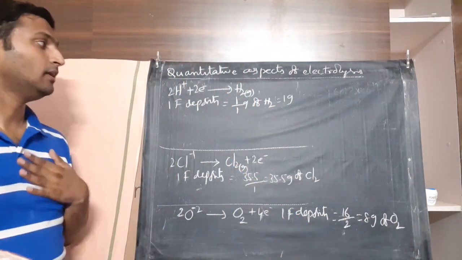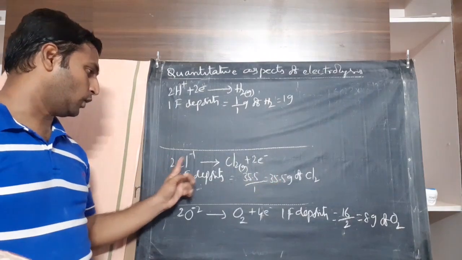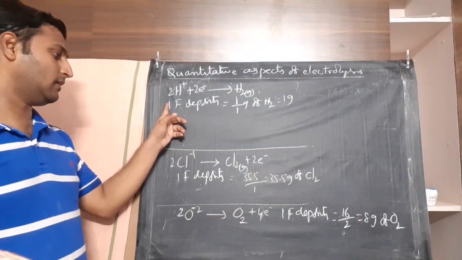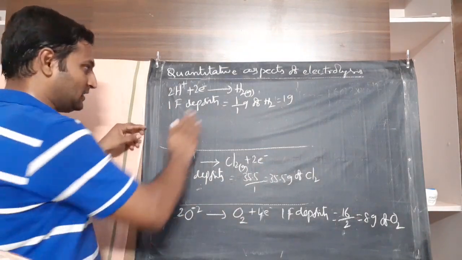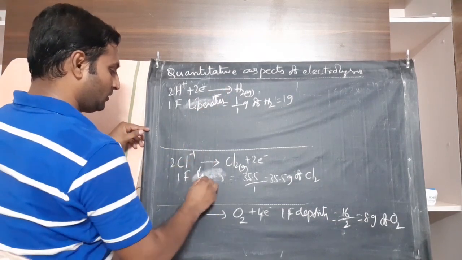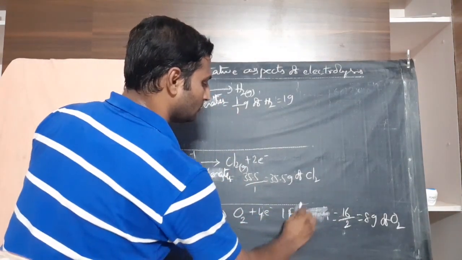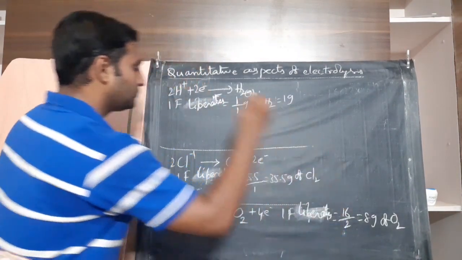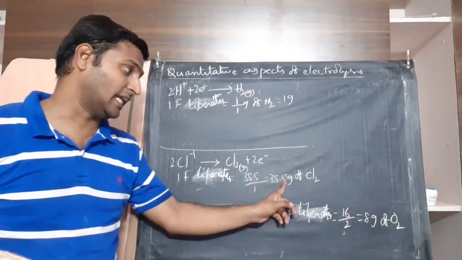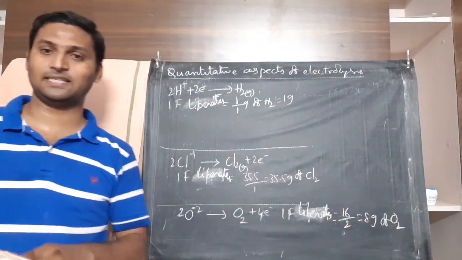So please understand, the equivalent mass of hydrogen is 1, of chlorine is 35.5, and of oxygen is 8. So 1 Faraday, I'm sorry for using the word deposits everywhere, I should call it liberates, because it's a gas, you know. So 1 Faraday liberates 1 gram of hydrogen gas, 1 Faraday liberates 35.5 grams of chlorine gas, 1 Faraday liberates 8 grams of oxygen gas.